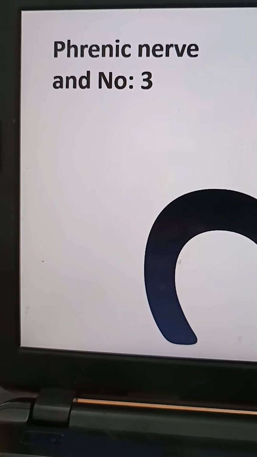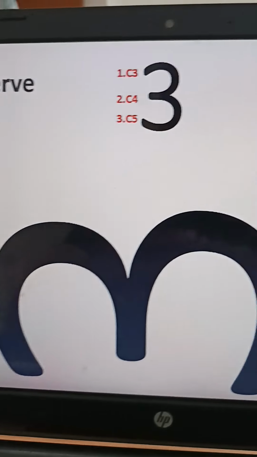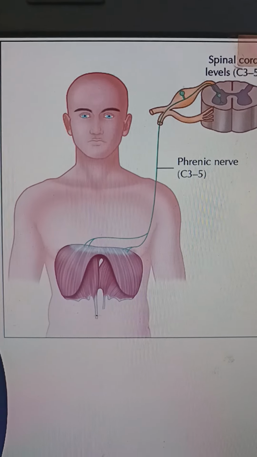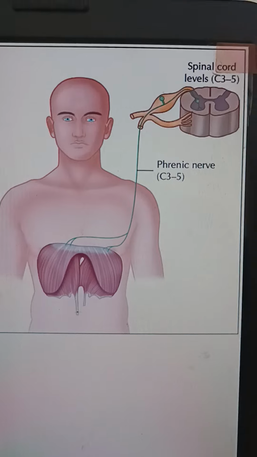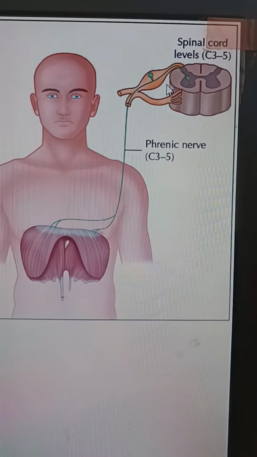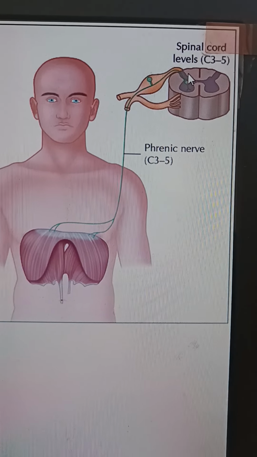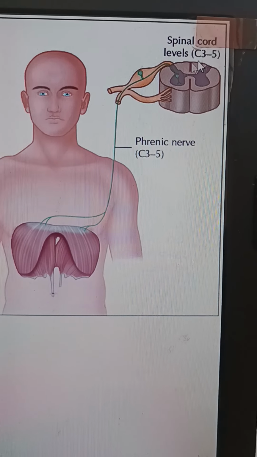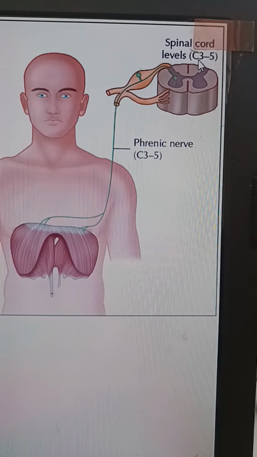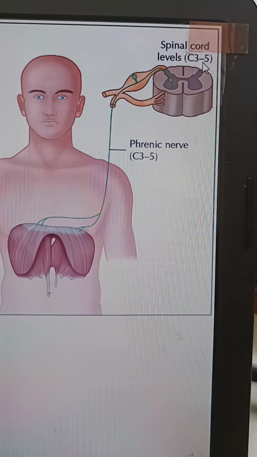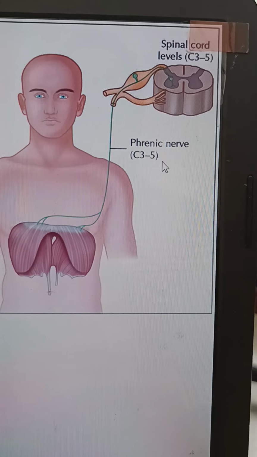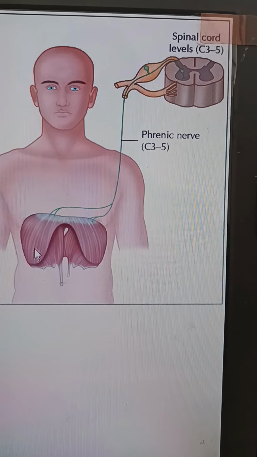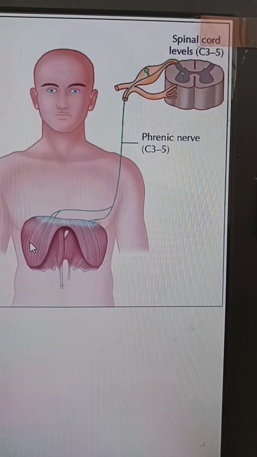Comparing the phrenic nerve with the number 3. First of all, let us look into this picture. You can see how the phrenic nerve is supplying the diaphragm. Here on the top you can see the spinal cord, the cervical segment of the spinal cord, starting from C3 and running till C5. So that is the root value of the phrenic nerve. This nerve comes and supplies specifically the dome of the diaphragm.